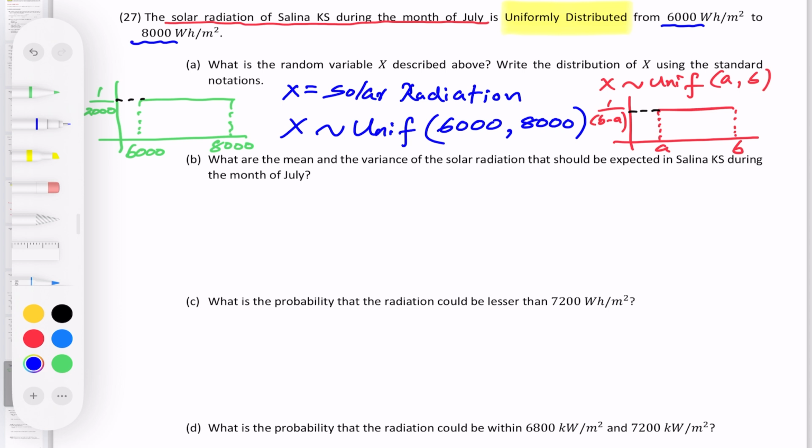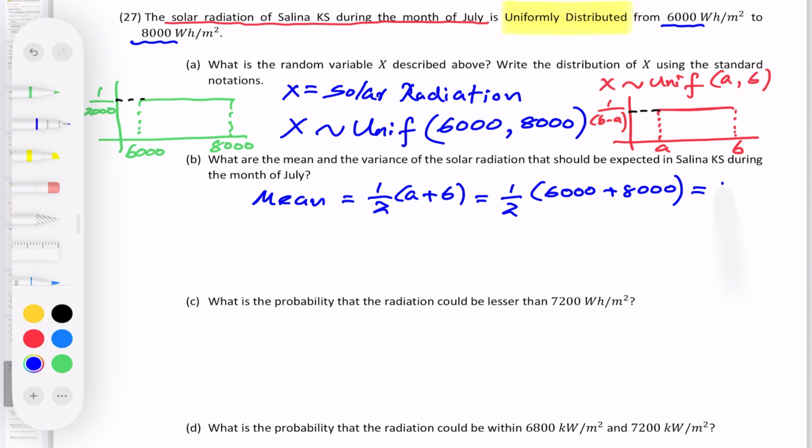What are the mean and the variance of the solar radiation that should be expected in Salina, Kansas during the month of July? That means basically I need to find the mean and the variance for this specific uniform distribution between 6,000 and 8,000. So for the uniform A to B distribution, how did we define the mean? Mean was defined as 1/2 times A plus B. Therefore, the mean for this specific distribution should be equal to 1/2 times 6,000 plus 8,000. So it's going to be 14,000 divided by 2, which is 7,000.